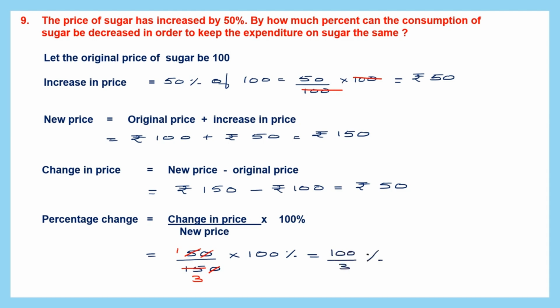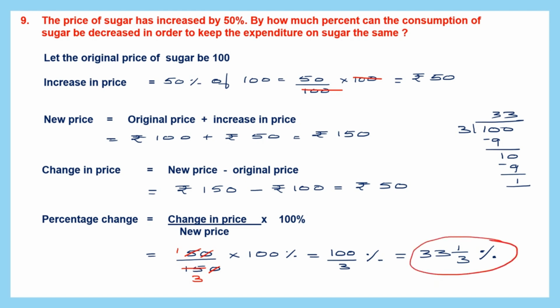Now we have to simplify this. Let's divide 100 by 3. 3 threes are 9, minus, 1 and 0. We have 10. 3 threes are 9, minus, we have 1. Now if I convert this to a mixed number, this becomes 33 1 by 3%. So in order to maintain the same expenditure, the consumption of sugar must be decreased by 33 1 by 3%. So this is our answer.